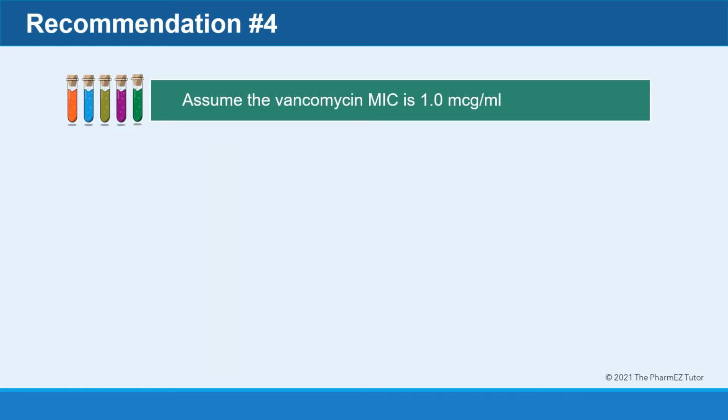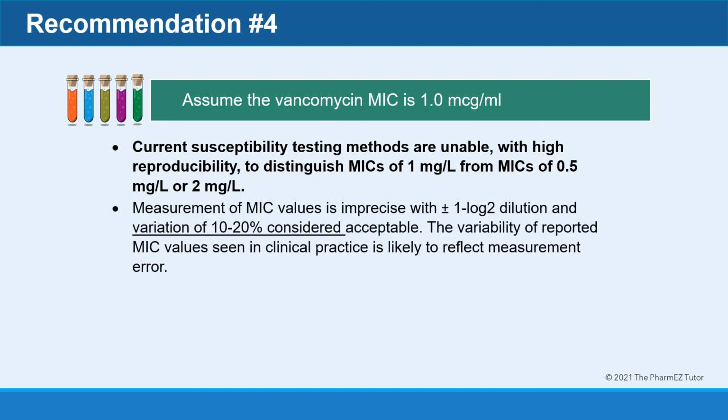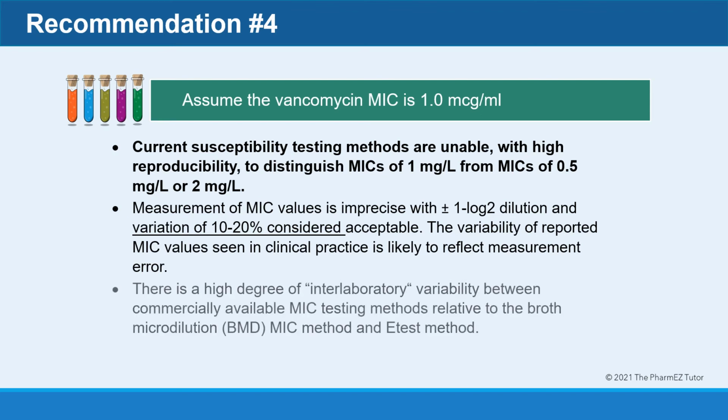Recommendation number 4 states that we should assume the vancomycin MIC is 1 microgram per mil. Why? Because current susceptibility testing methods are unable, with a high reproducibility, to distinguish MICs of 1 from MICs of 0.5 or 2. Measurement of MIC values is an imprecise science, and variation of 10 to 20% is considered acceptable. The variability of reported MIC values seen in clinical practice is likely to reflect measurement error.